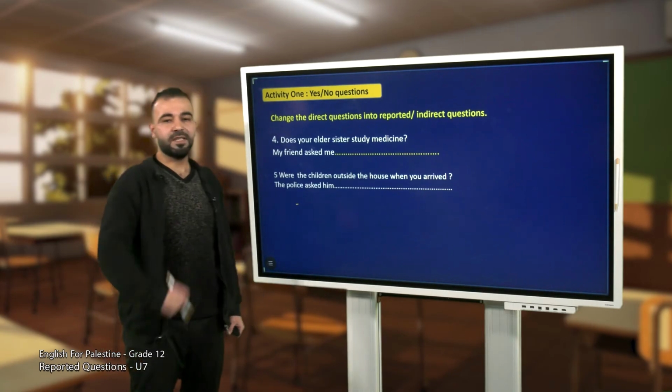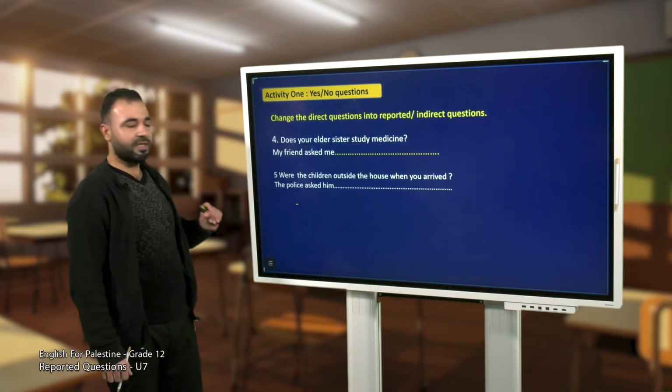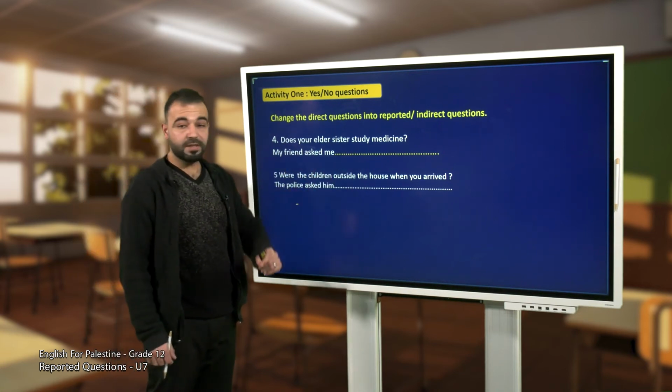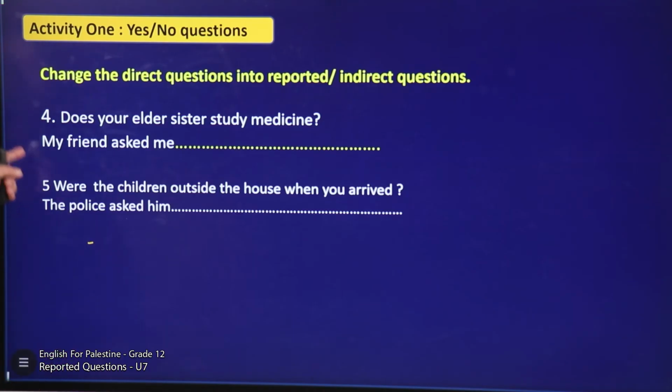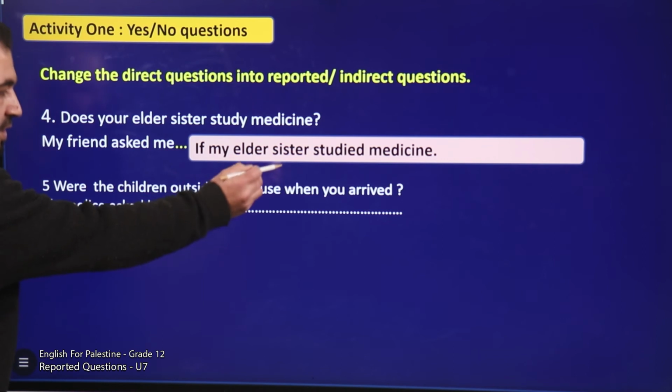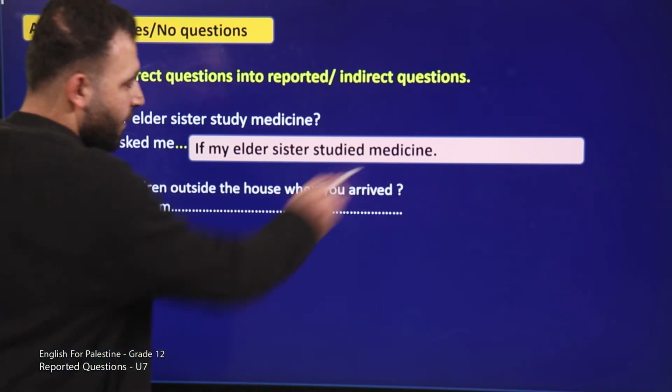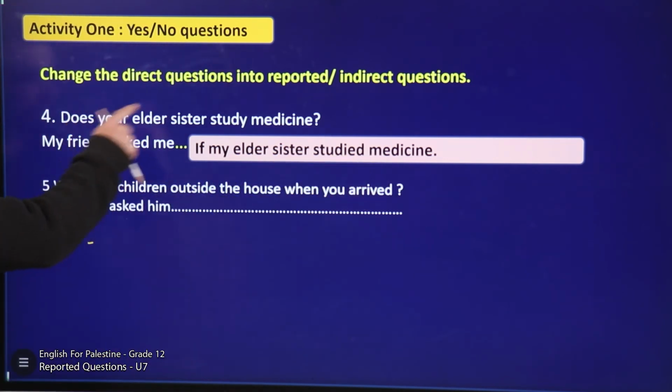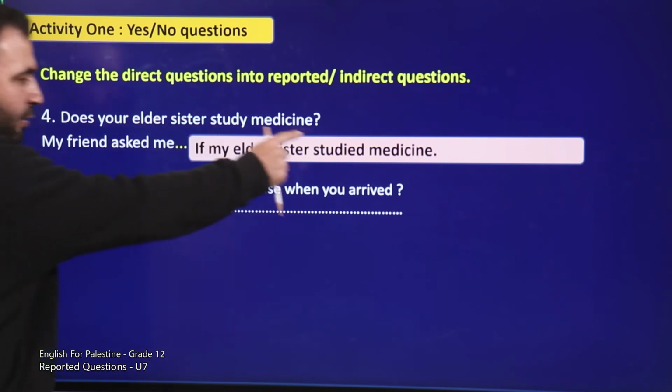Thank you. Let's continue. Number 4. Does your elder sister study medicine? My friend asked me if my elder sister studied medicine. Present simple, past simple.